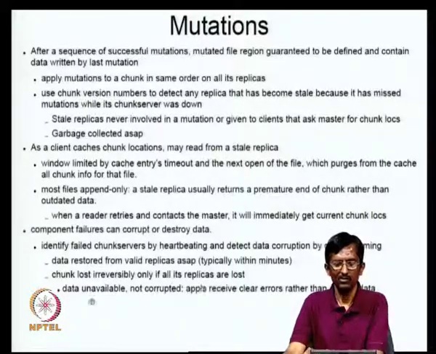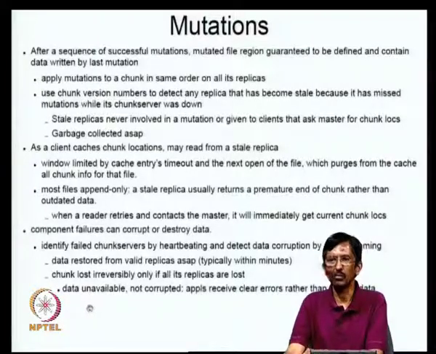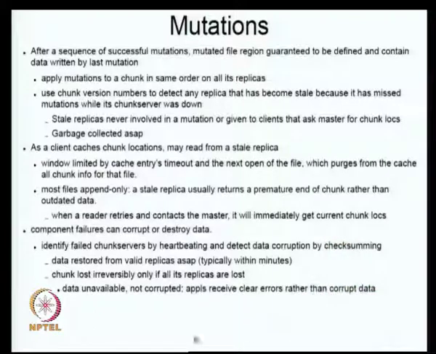The important idea here is that data may be unavailable, but you are not given corrupt data. Under all circumstances, they try to guarantee this. It's possible that you may not have access to data, so the application knows that something has not worked out, but it will not work with wrong or corrupted data. That's one thing which they try to guarantee.